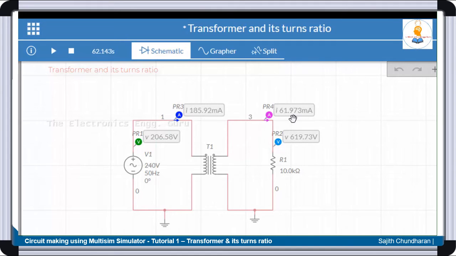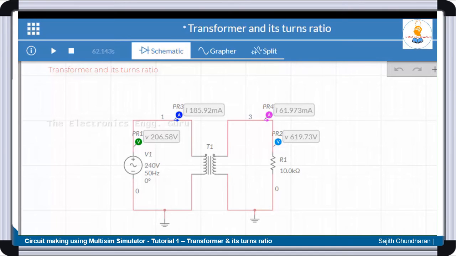So what is the relation? Is there a relation? Yes, there is. The secondary current is 1/3 of the primary current. So that is the relation. You can see that it is just the reverse: current is just the reverse of the voltage. When the voltage is multiplied by 3, the current is divided by 3.